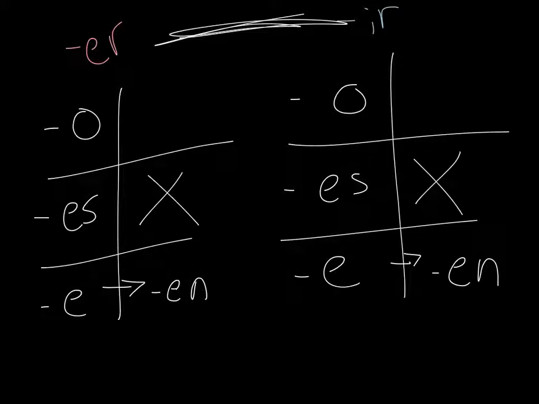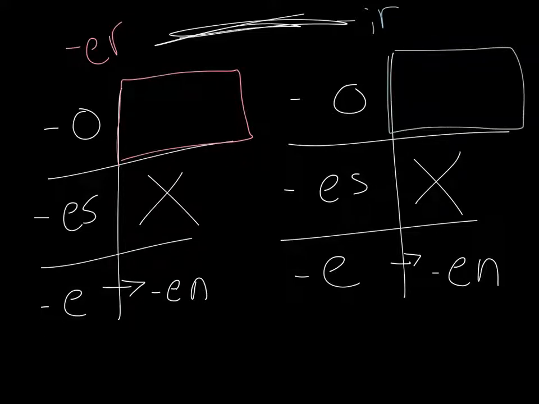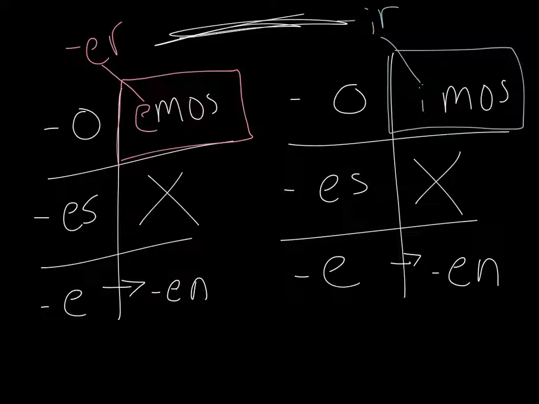So then all you're left with is the box in the nosotros form. But we have to remember that this box is based on the ending of the infinitive. This is an ER verb, so we'll have E. This is an IR verb, so this one will be A, and then this one will be E. And it's either hemos or imos. So really, all you have to remember is the letter right here.